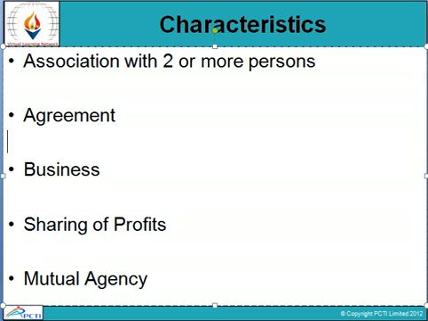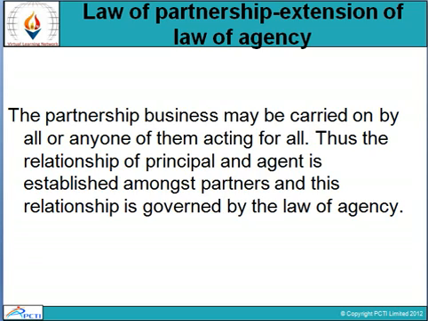According to this, the partners have a relationship of mutual agency between them, and the law of partnership is regarded as an extension of the general law of agency. Law of partnership, extension of law of agency. The partnership business may be carried on by all or any one of them acting for all. Thus, the relationship of principal and agent is established amongst partners, and this relationship is governed by the law of agency.